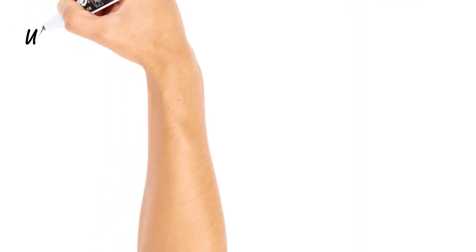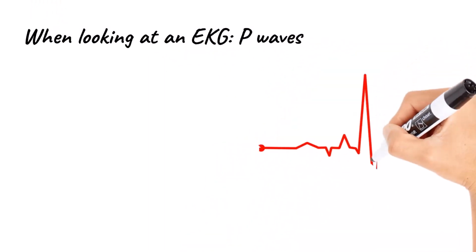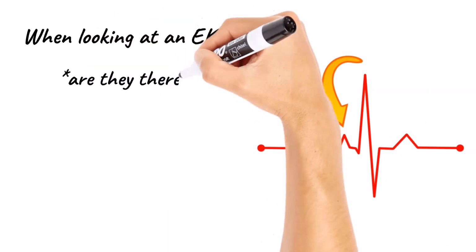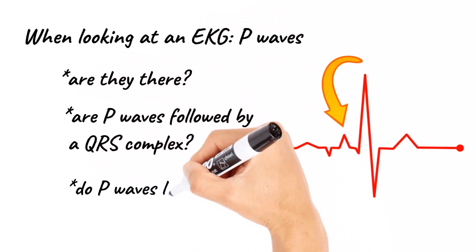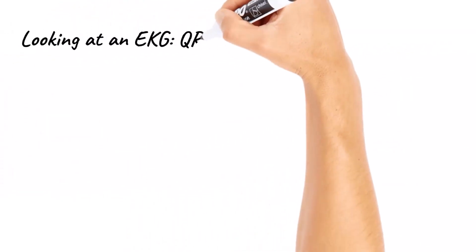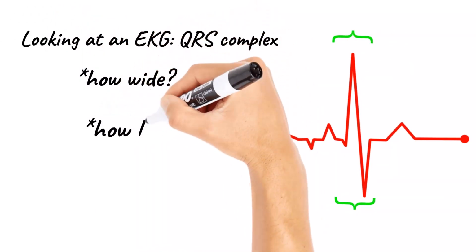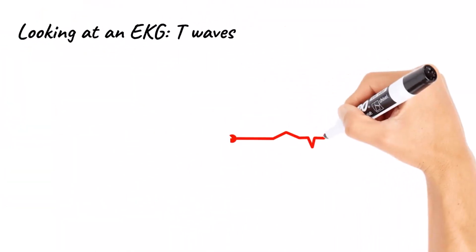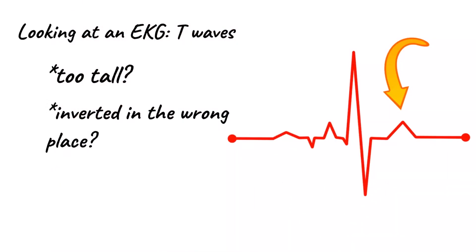Some of the things that we complete amateurs may be able to see are the P waves. Are they there? If the P waves are there, are they followed by a QRS complex? Do the P waves look normal? As far as the QRS complex, how wide is the wave? How high are they? Is their shape normal? About the T waves, are they too tall? Are they inverted in the wrong place? Are there two peaks instead of one?